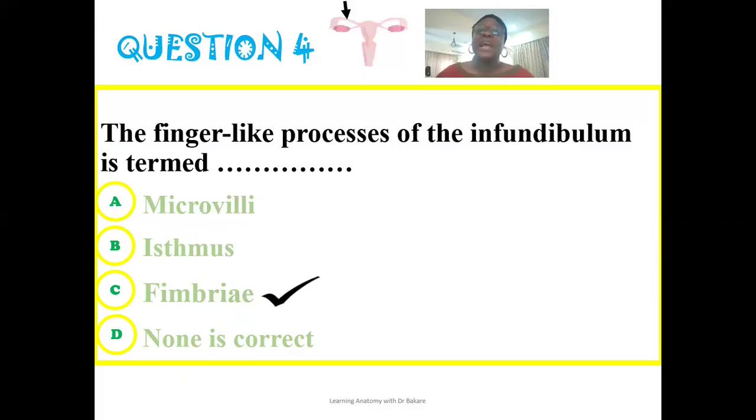The fimbriae are finger-like processes that are seen at the terminal region of the infundibulum. These exert a suctioning effect around the ovary, so that as soon as the egg is released, it is sucked into the lumen of the uterine tube. We've tried to highlight this in our lecture on the uterine tube. If you've not checked that lecture out, please kindly go and do so. So this is the correct option here.